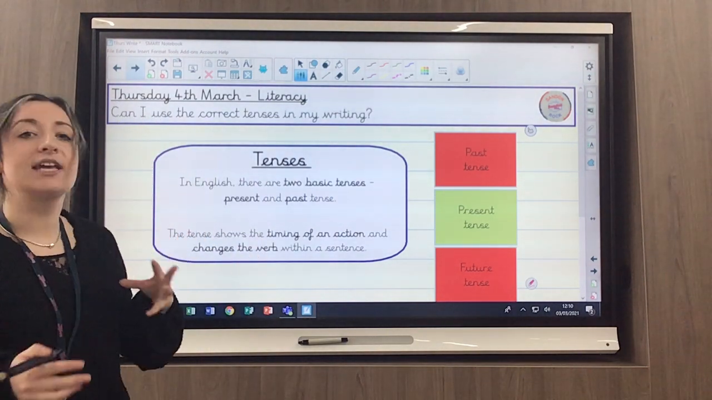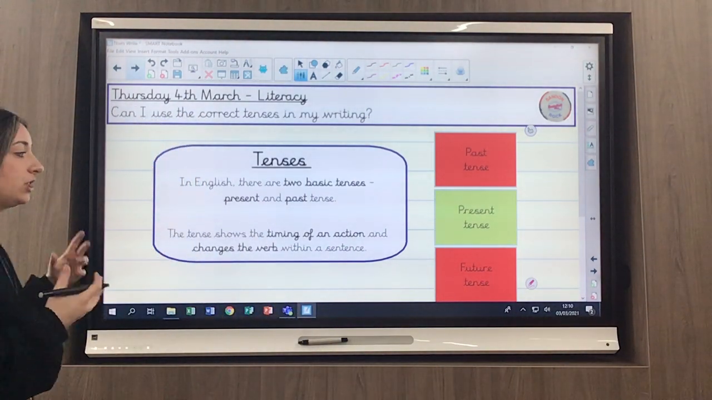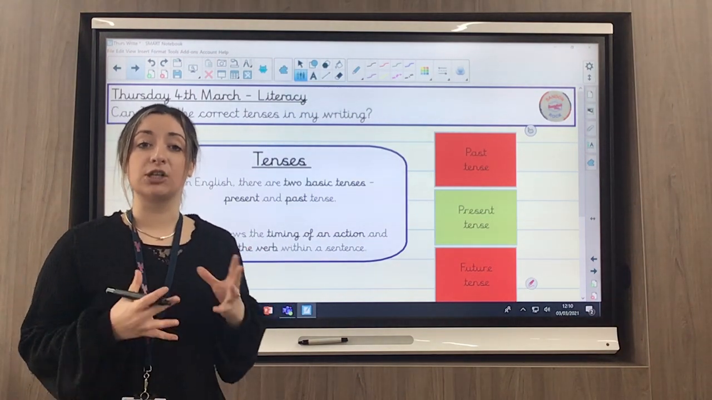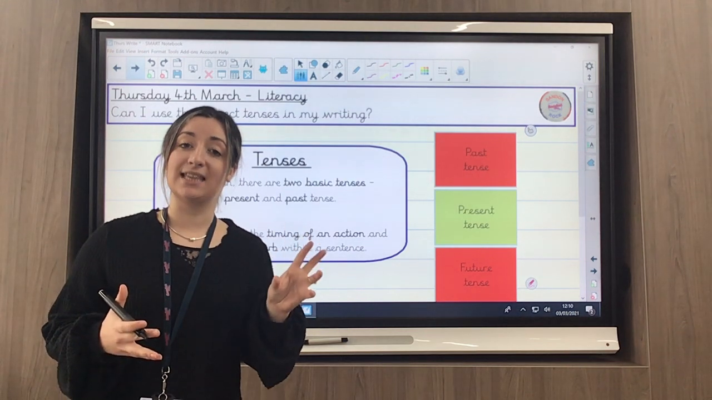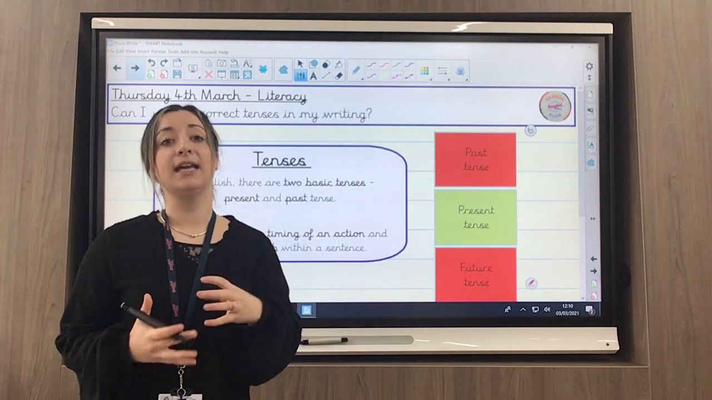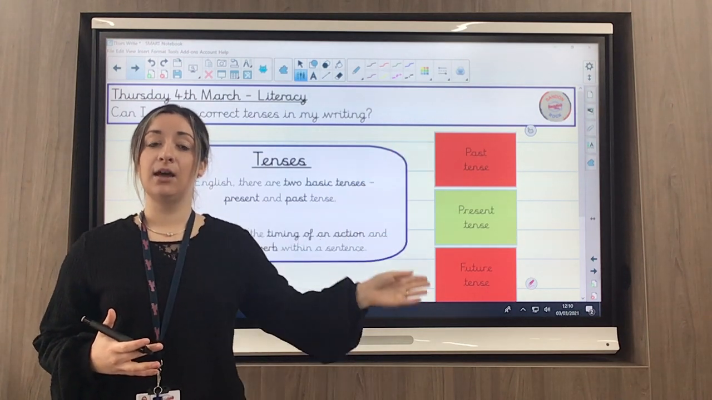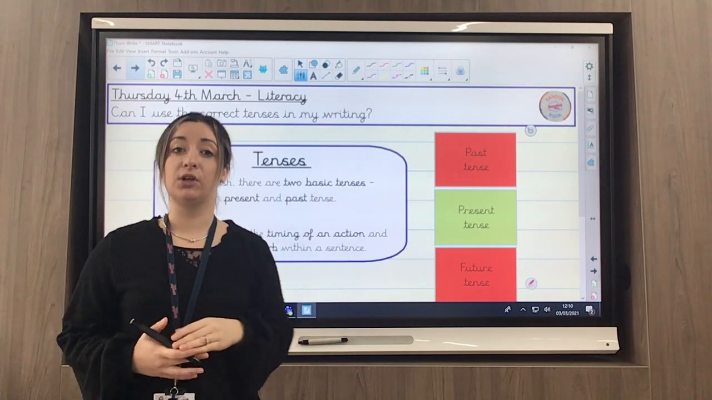And these tenses show us the timing of an action, and it changes the verb within the sentence. So when we were looking at it just now, we said explore was the verb, but it was past tense because we had ed at the end, so it was explored. It's already happened. So there are 2 main tenses, but we have got 3. So we've got past tense, present tense, and future tense.